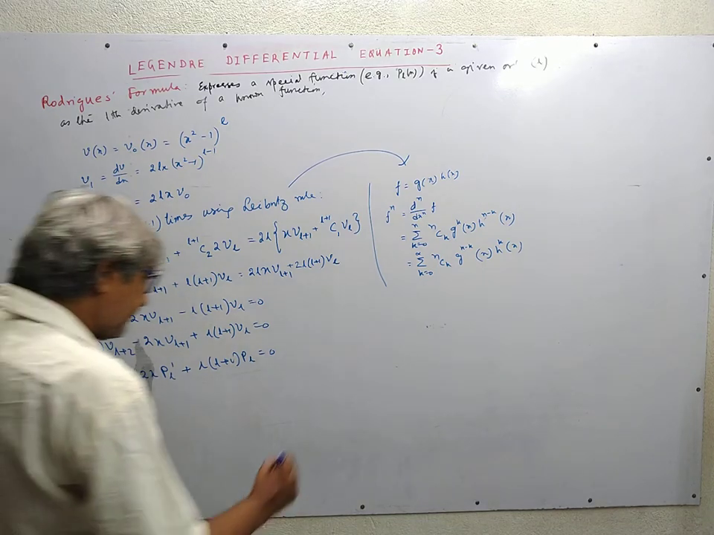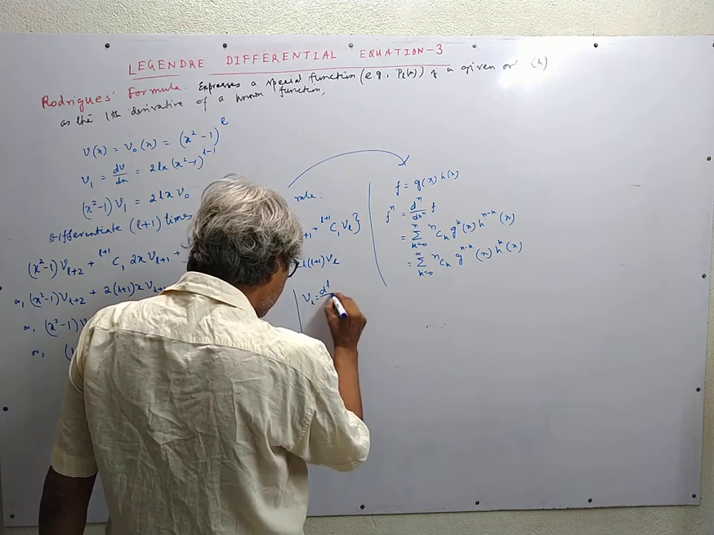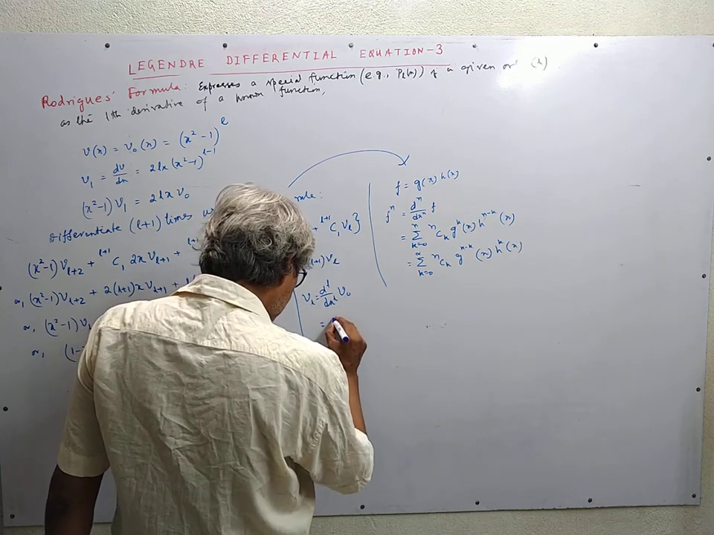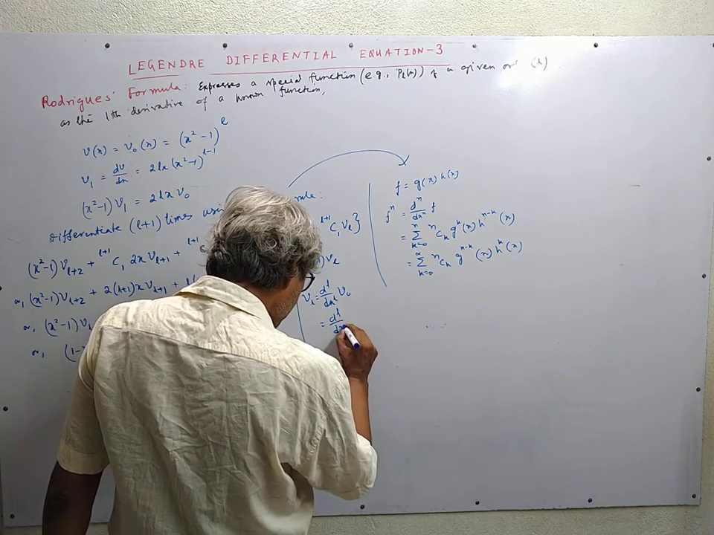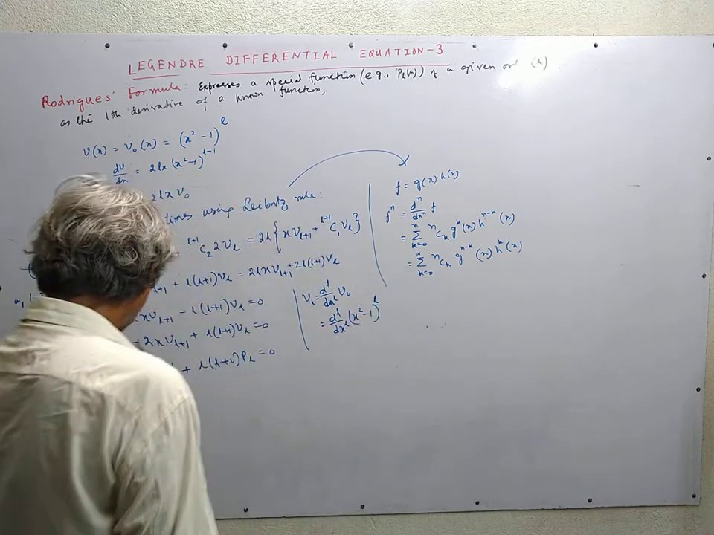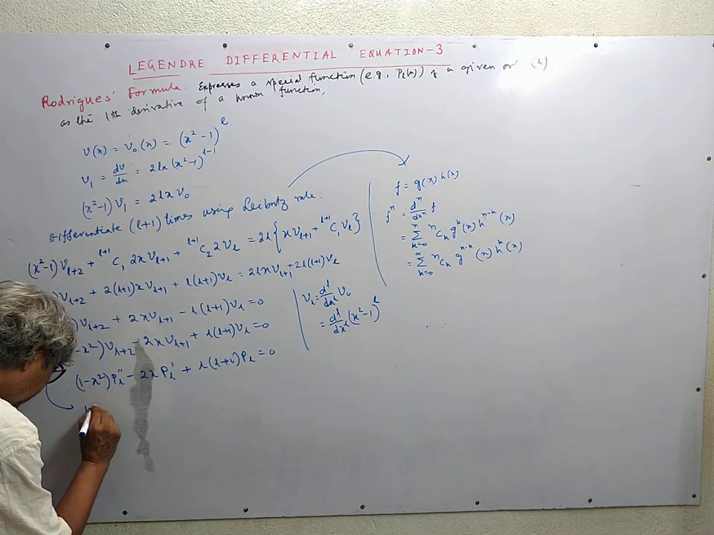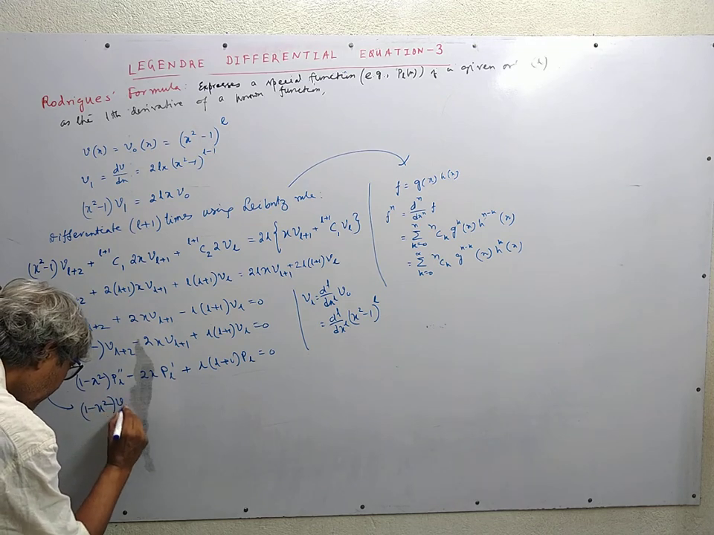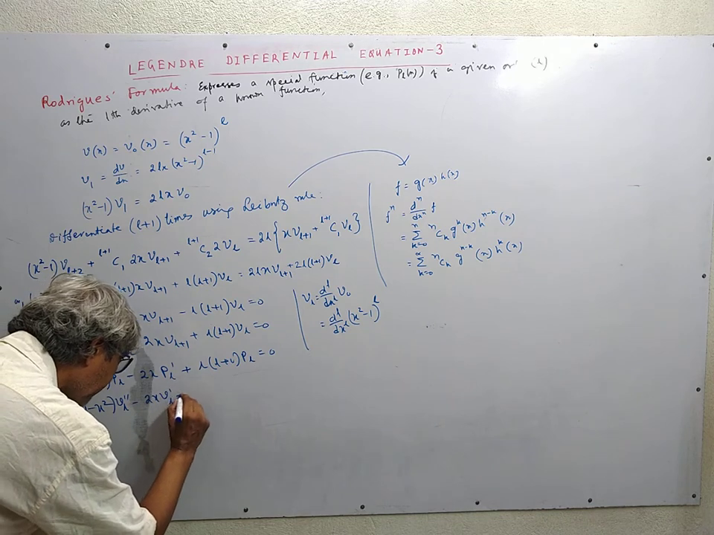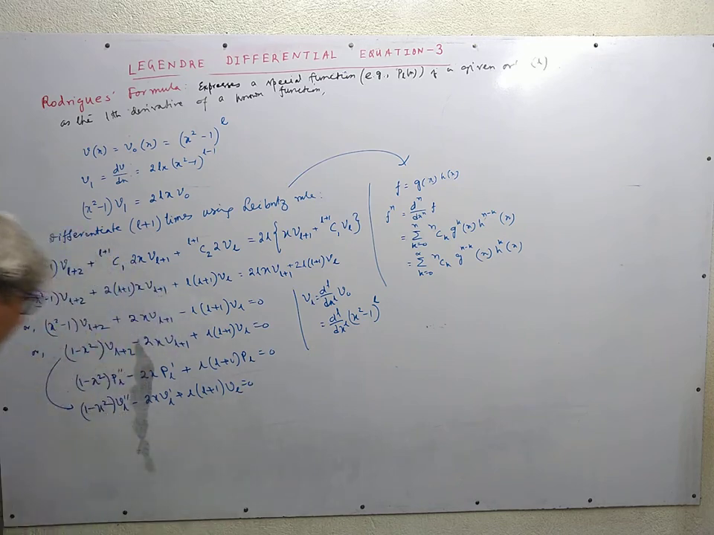Here we write, you know that PL is equal to d^L/dx^L of V0, that is d^L/dx^L of V. So this equation we can also write as like this: VL double prime minus twice x VL prime plus L into L plus 1 VL is equal to 0.